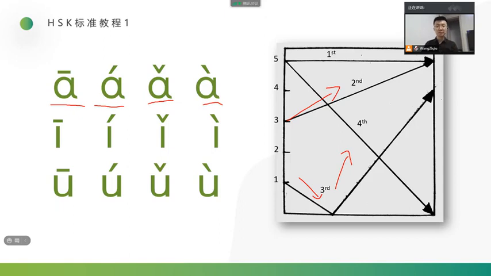Okay, listen. I will read once again. 4 tones. Ah, ah, ah, ah, ah, ah, ah, ah, ah, ah, ah. Okay, now you can have a try.